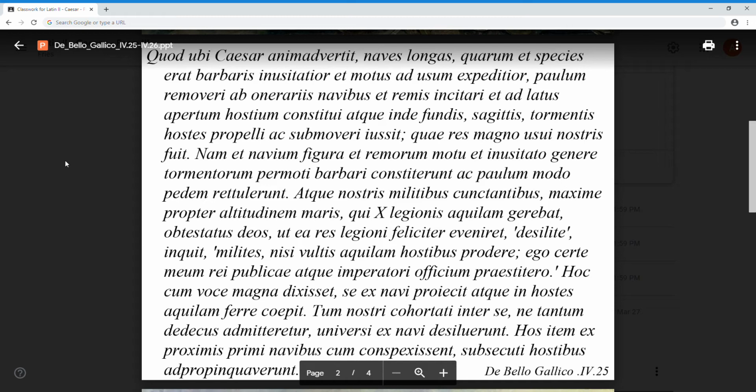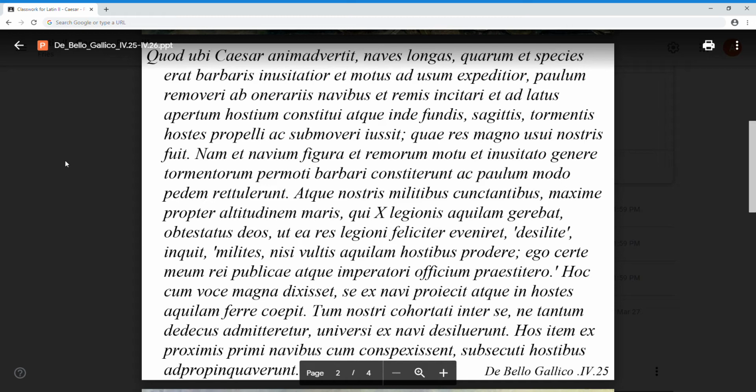Et motus ad usum expeditior. So the Brits were weirded out by the appearance of the warships, and the motus and the movement of which, meaning the warships, erat expeditior was more unencumbered, was flightier, was more fleet, ad usum, for the advantage, I would say advantageously. The movement of which was advantageously more flighty.